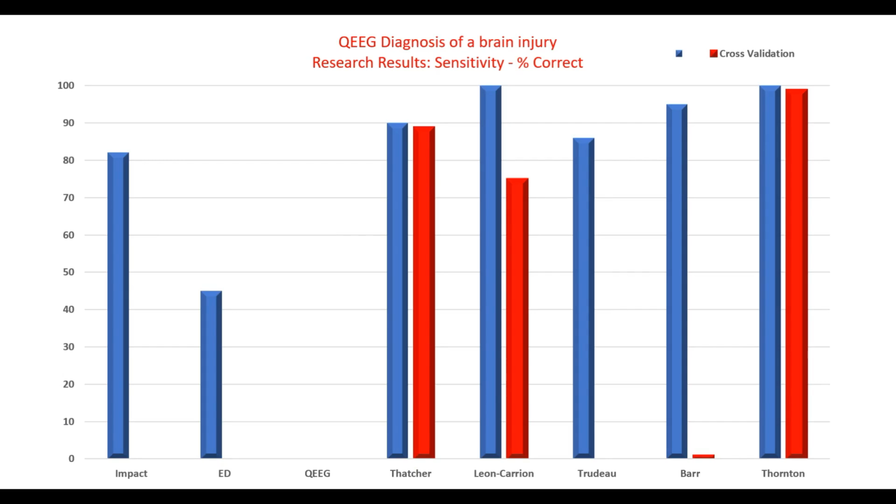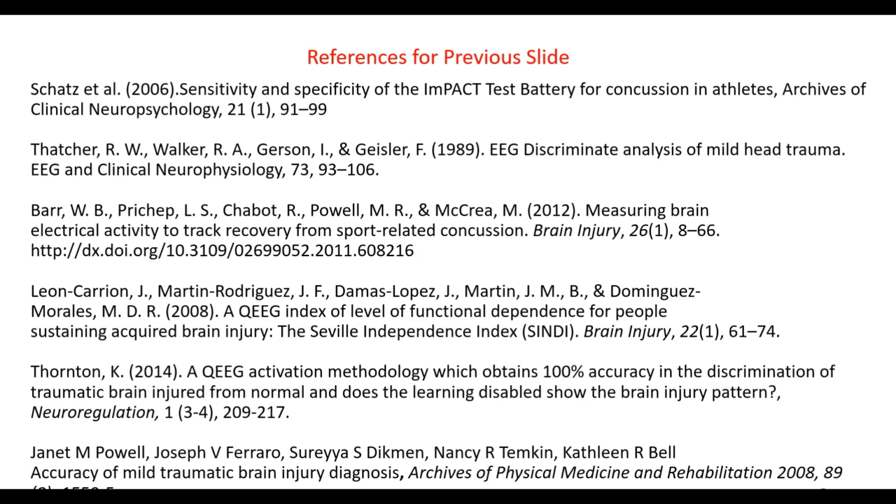From the impact test, the ED is the emergency department. The QEEG research is over on the right, and the blue line represents the initial discriminant accuracy, and then the cross-validation in the red. The research I have reported has gained the best overall predictive accuracy as well as the replication. These are the references for the previous slide.